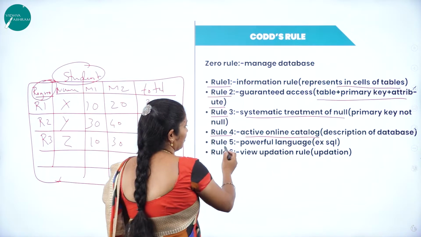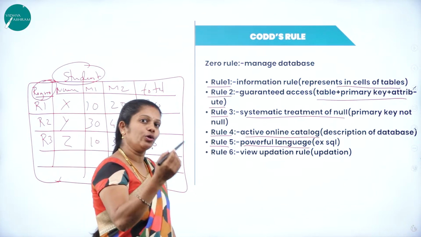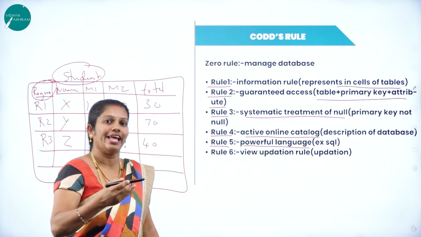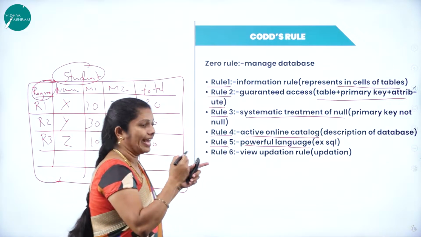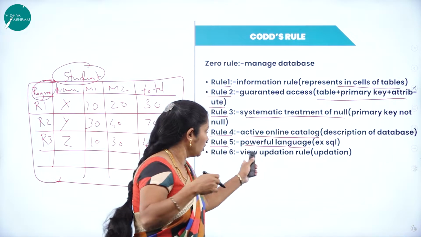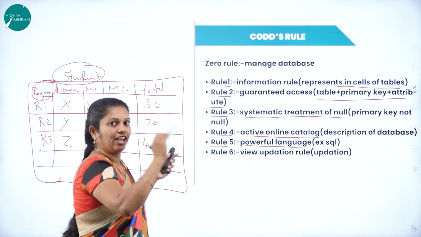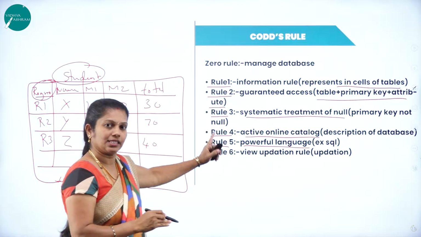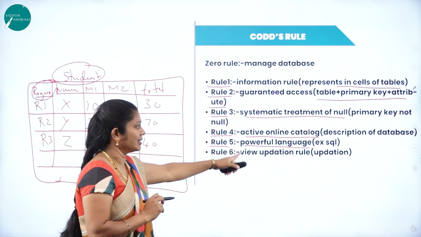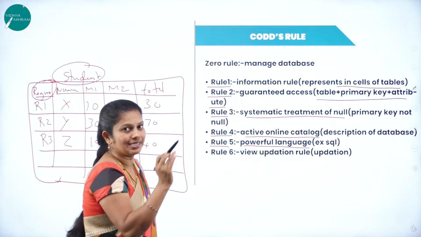Then powerful language, that is rule 5, says that we have to use a powerful language. If I want to access the data, especially in table format, then some particular programming languages have to be used. The powerful languages we can use here are, for example, SQL, MySQL, Oracle 10G. If I want to create a table, access it, or update it, there must be a powerful language used. That is what rule 5 states: powerful languages are to be used to process the contents in the table.